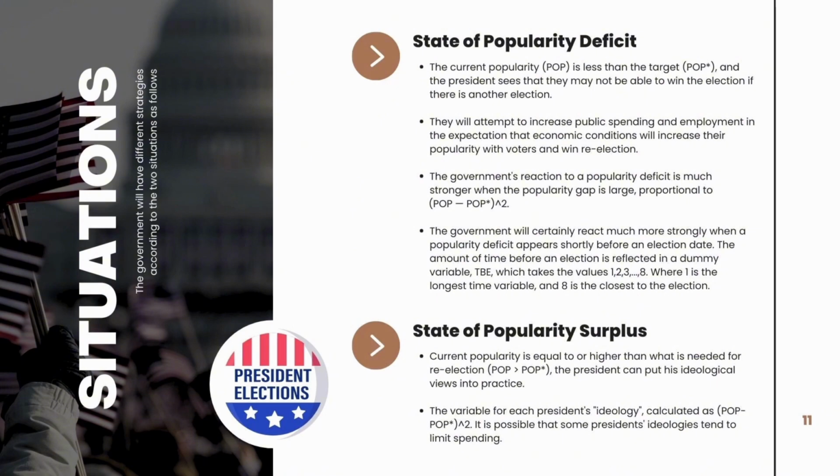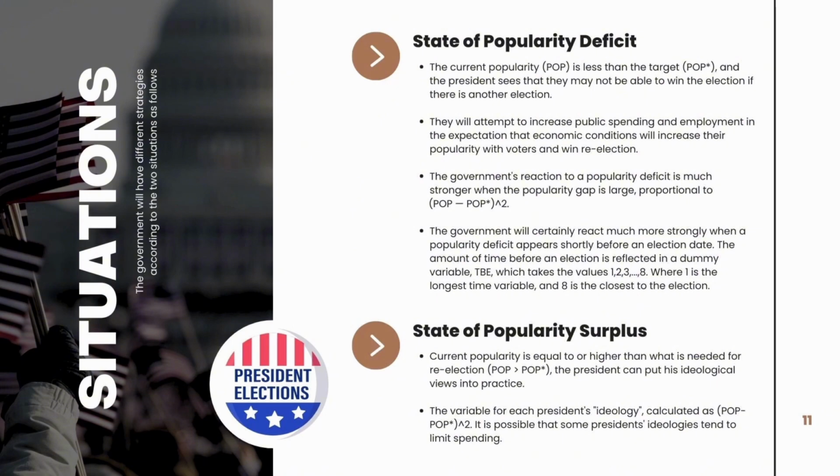Moreover, the government will certainly react much more strongly when a popularity deficit appears shortly before an election date than when it appears a long time in advance. The amount of time before an election is reflected in the dummy variable TBE, which takes the values 1, 2, 3 to x, where 1 is the longest time, the beginning of the second half of each presidential term, and x is the closest to the election, which is one quarter before election day.